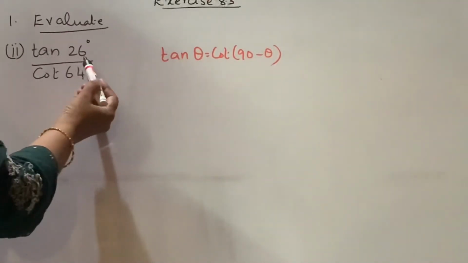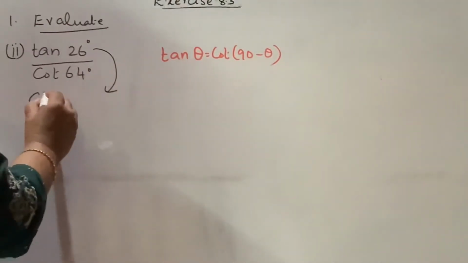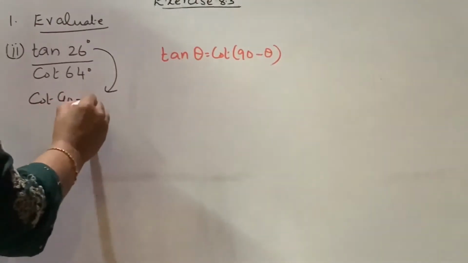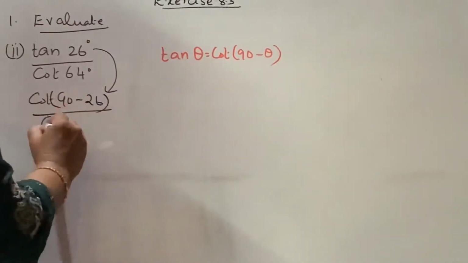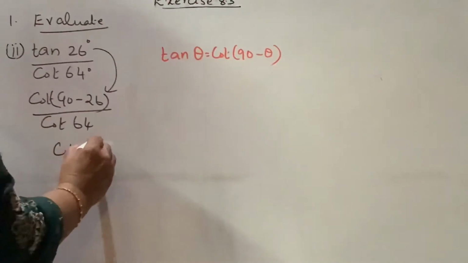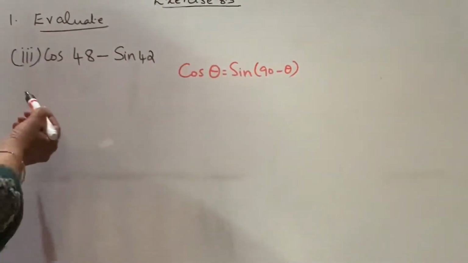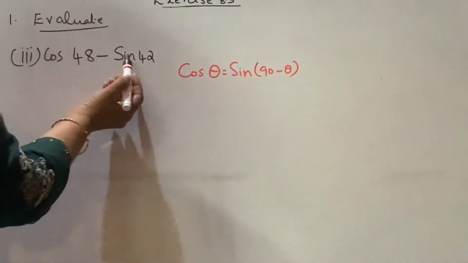Tan theta is equal to cot of 90 minus theta. So here I can write cot of 90 minus 26 by cot 64. 90 minus 26 is 64. That is cot 64 by cot 64. That is 1. Third part of the question, cos 48 minus sin 42.